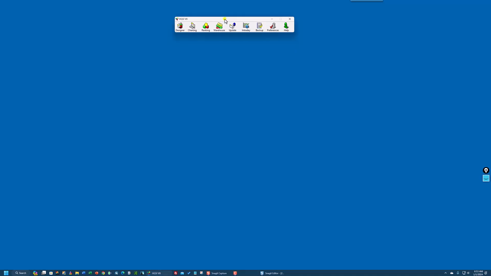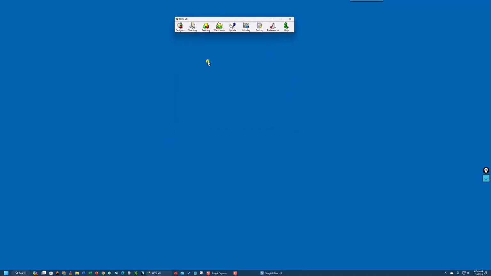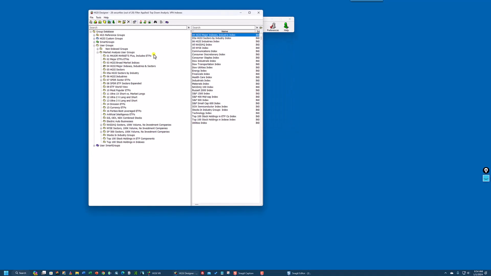I have my program open already, and I want to point something out. I'm going to be talking about indexes, and my global index options are I weight by market value weighting to give a heavier weighting to the large cap stocks. My relative start date is Friday this week, and I go back 104 weeks to create a 2-year chart of the indexes. I'm going to cancel out of that, then I'm going to go into my designer, and where I'm going to start is in my market analysis user groups.